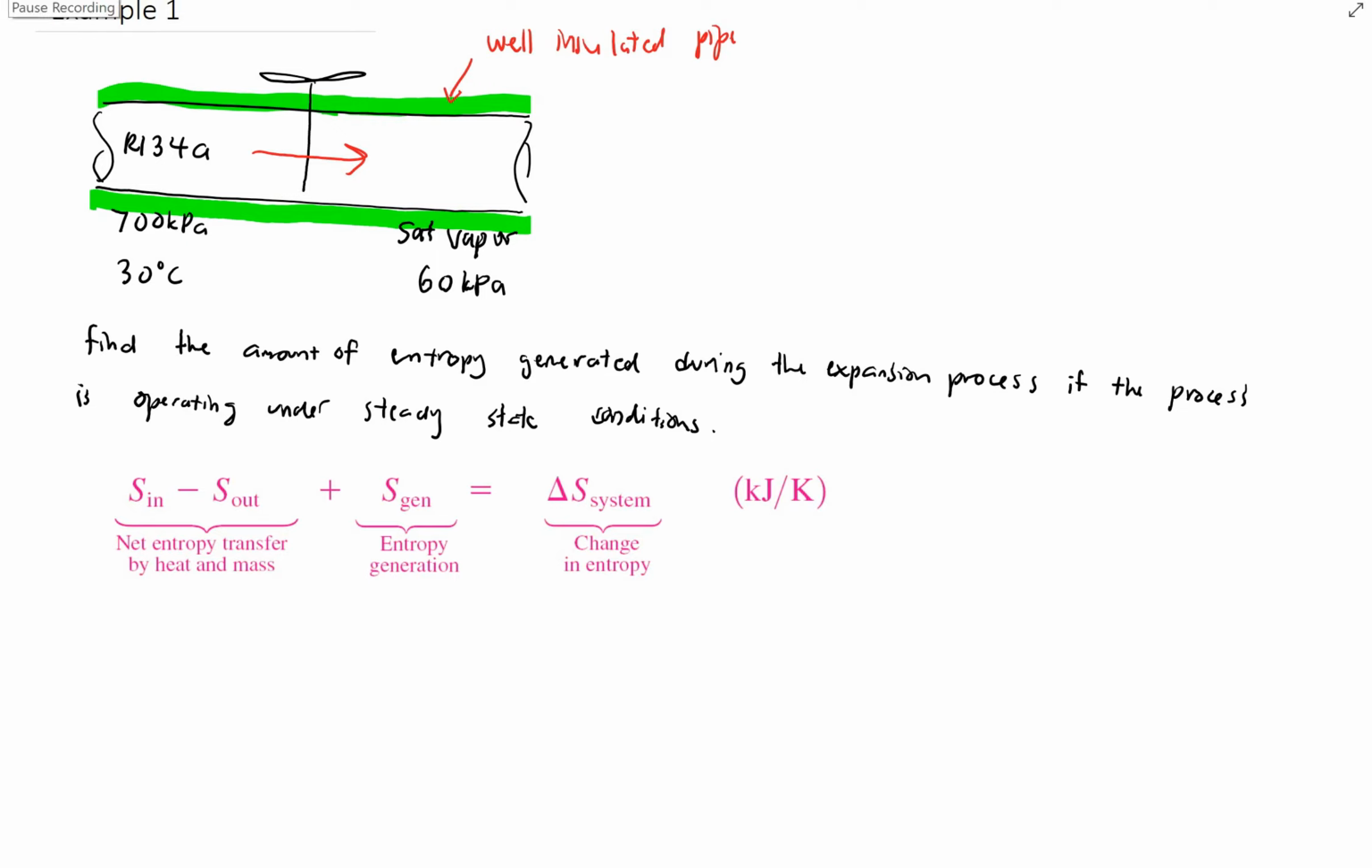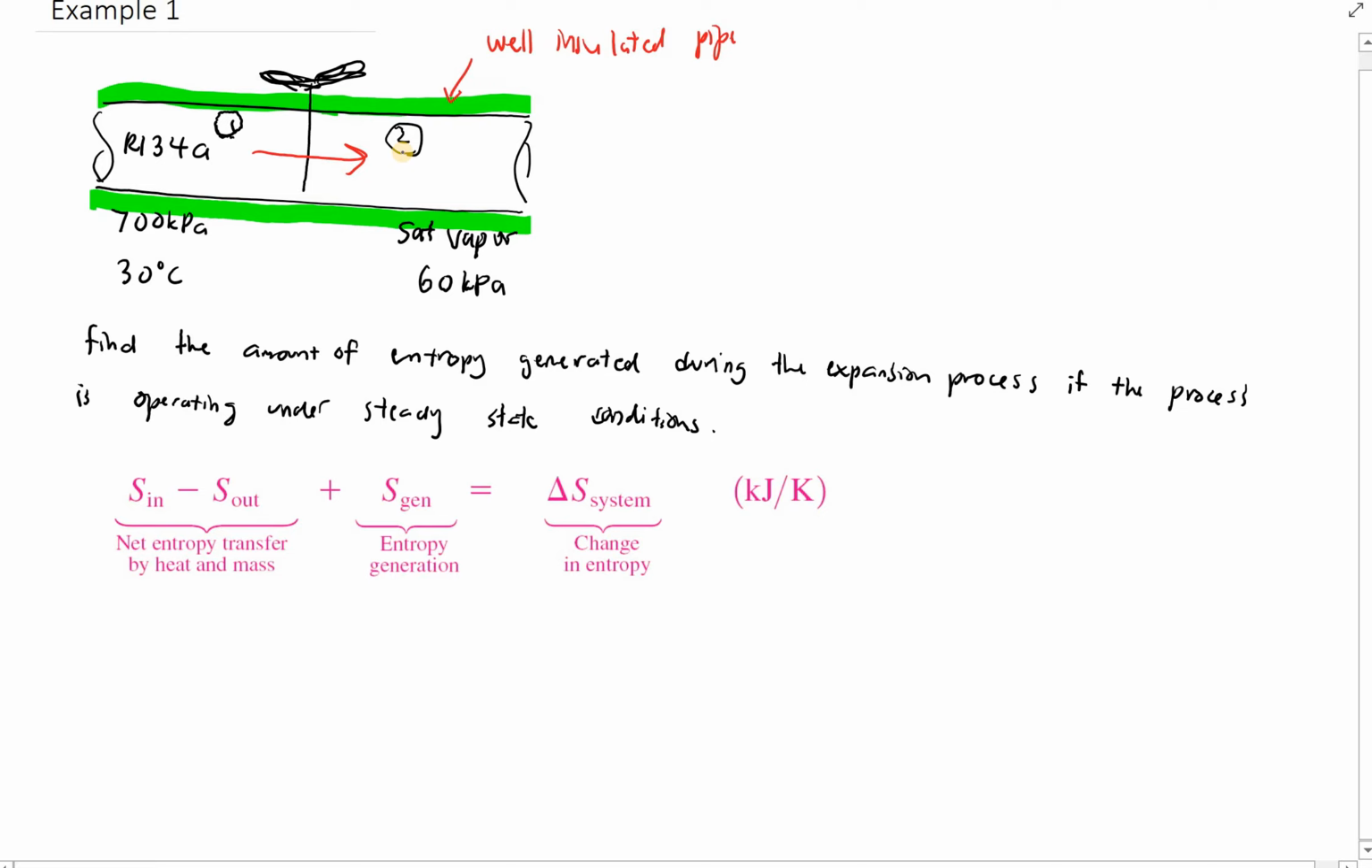Okay, let us start with one example. Inside the pipe, there is a valve, initially closed, and what you do is you open the valve. So when the valve is open, your working fluid, which is R134A, can transfer from point 1 here to point 2.